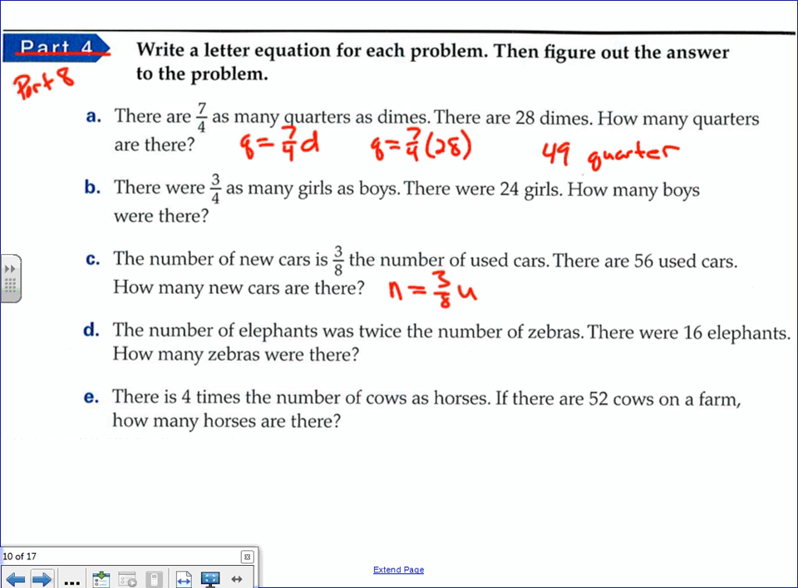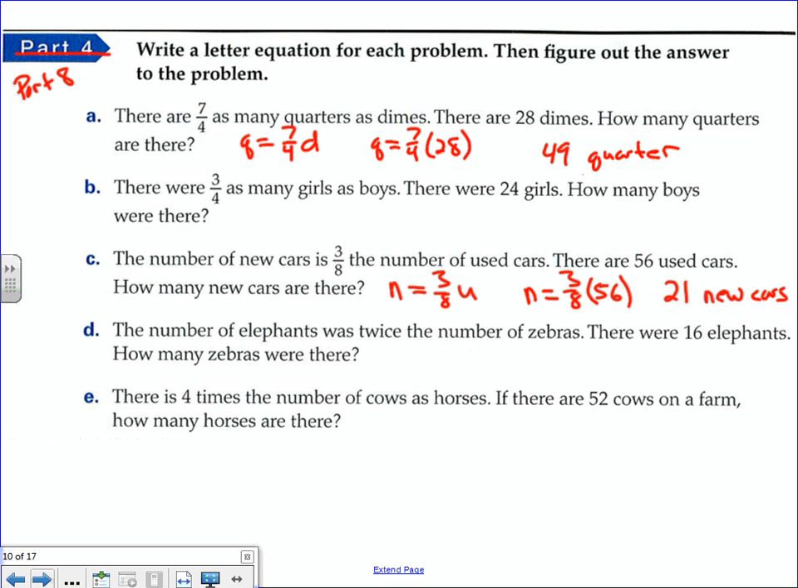Then it goes on to tell me there are 56 used cars. So I'm going to rewrite this. N equals 3/8. I'm going to put the 56 in for the number of used cars. And then all I have to do to figure out the number of new cars is take the 3/8 times 56. And I end up with 21 new cars.